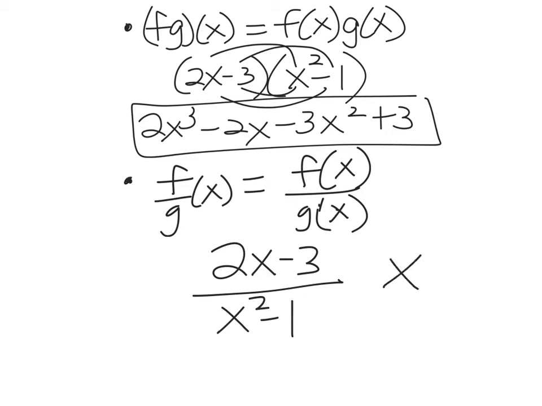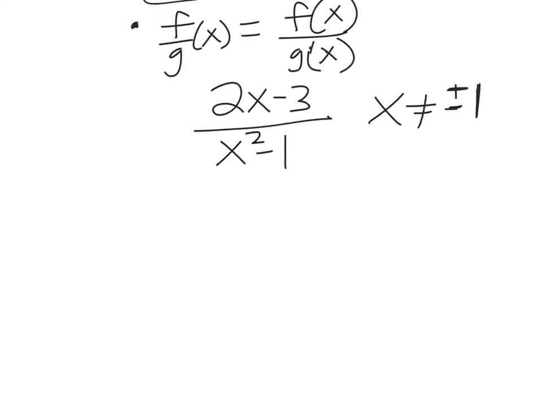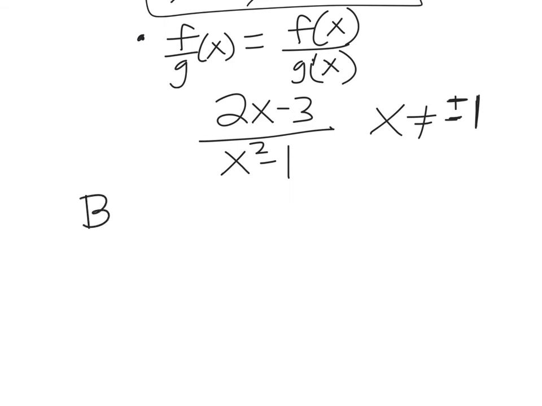But x cannot equal... x was fine equaling whatever it wanted to equal in all the other ones. But here, x can't equal what? Perfect. Plus or minus 1. Not positive or negative 1. So we have to do the domain. The domain for all of the rest of them was all real numbers. There's no problem. But here there's a problem. So that's part A. That's pretty basic. You did that stuff last year. Adding, subtracting, all the arithmetic.